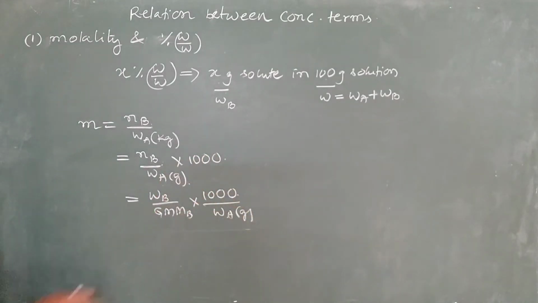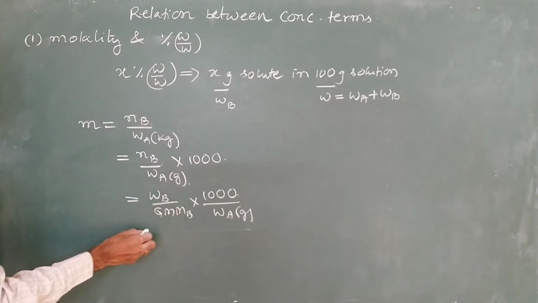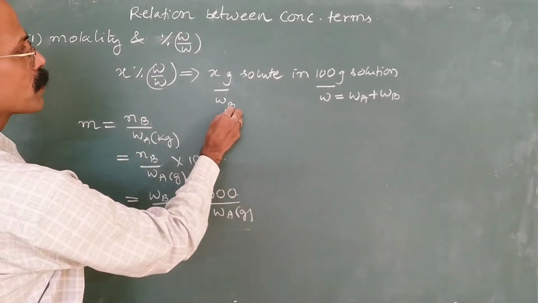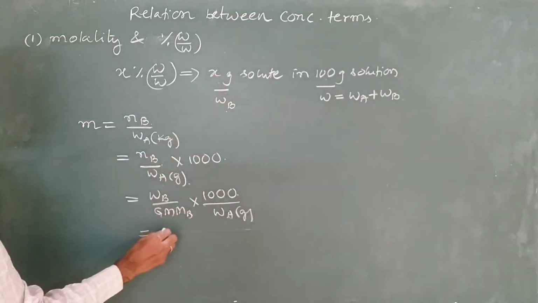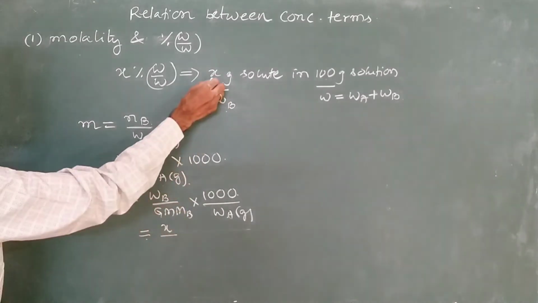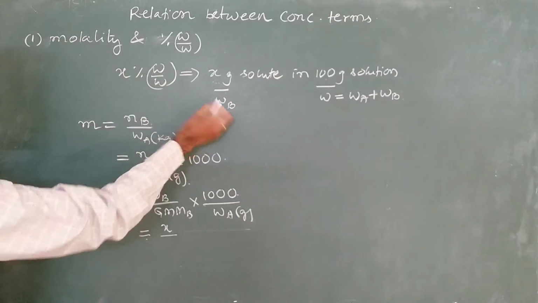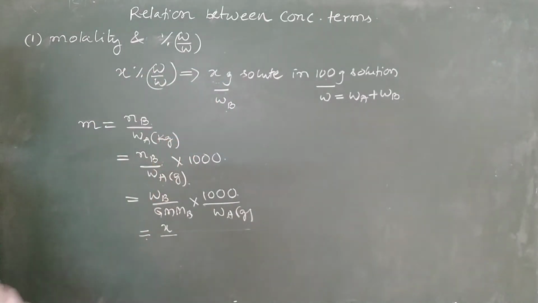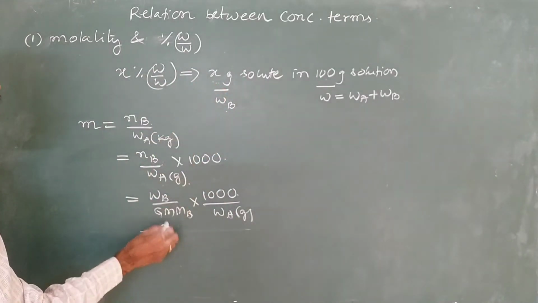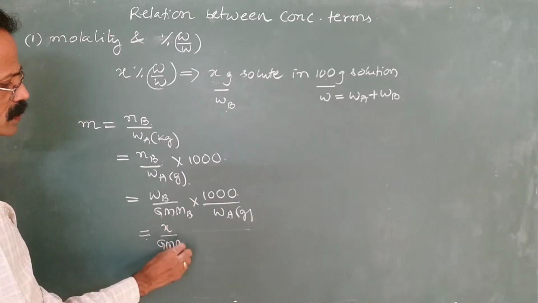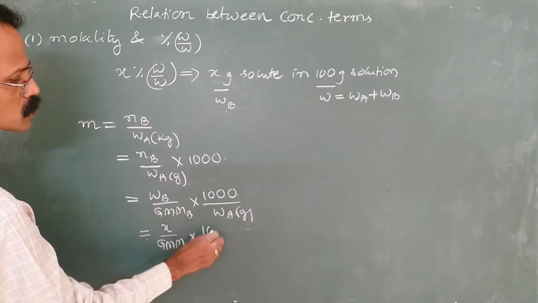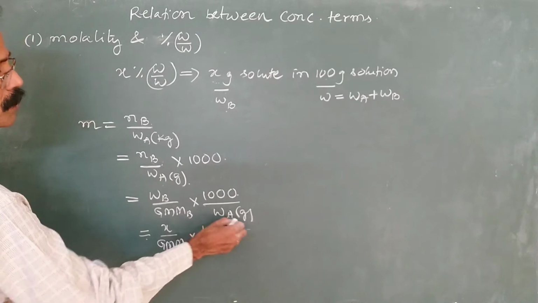So what is Wb? This is the mass of solute, which can be substituted from here. Mass of solute is nothing but the percentage by mass of the solution, right? x grams of solute are present in the given percentage. So I am substituting x here, divided by gram molar mass of solute, into 1000, divided by mass of solvent.